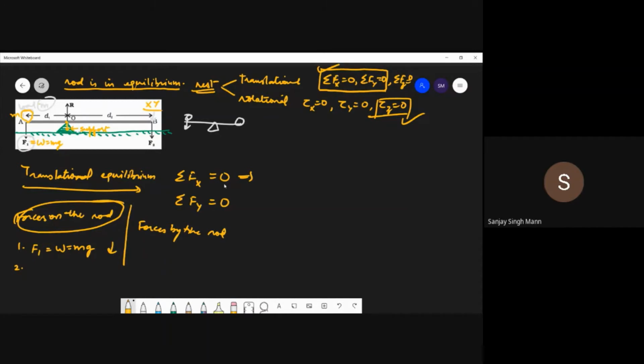This means you can say the weight of the rod. Okay. This is the weight of the rod. This is the force by the rod, which is on the support. But I'm not studying this force. I'm only studying the forces which are applied on the rod, not the forces which are applied by the rod. If I consider both these forces, then they will cancel out each other, according to Newton's third law. They are equal and opposite.